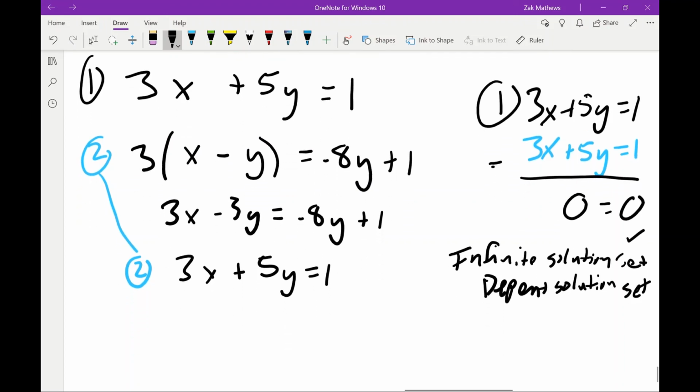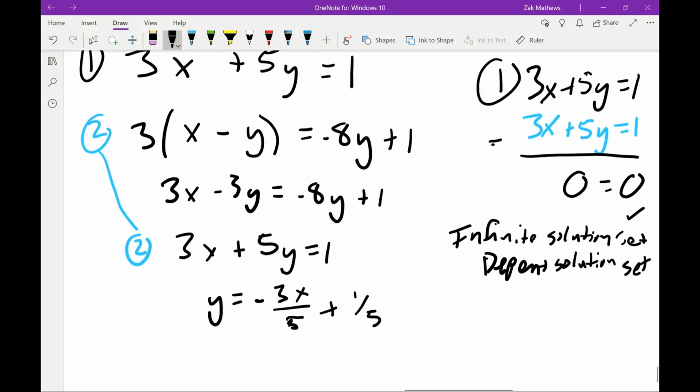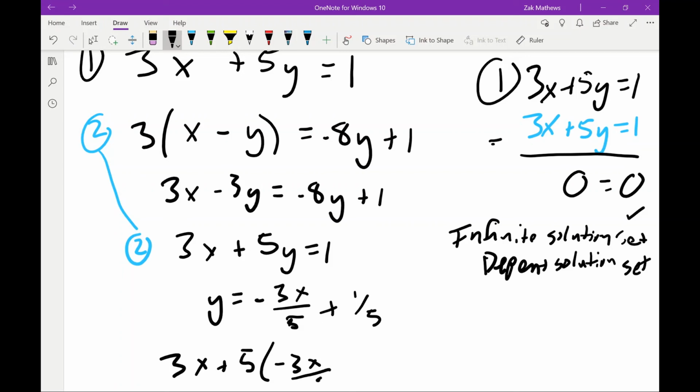Let's say instead I'd solved this second equation for y. So y would be equal to, I'll do a lot of math really quickly here just in the interest of time, negative 3/5 x plus 1/5. What if I took that and plugged it into the first equation? We'd have 3x plus 5 times negative 3x over 5 plus 1/5. That should be equal to 1. Let's see if that's true.